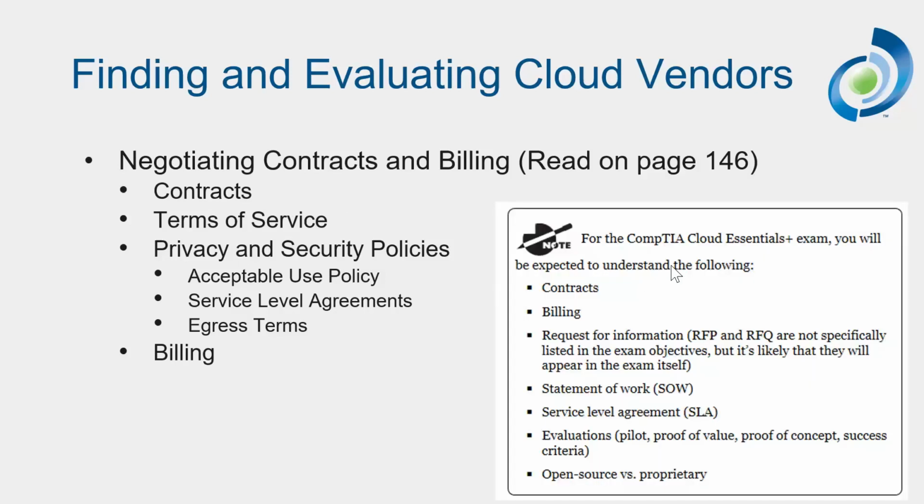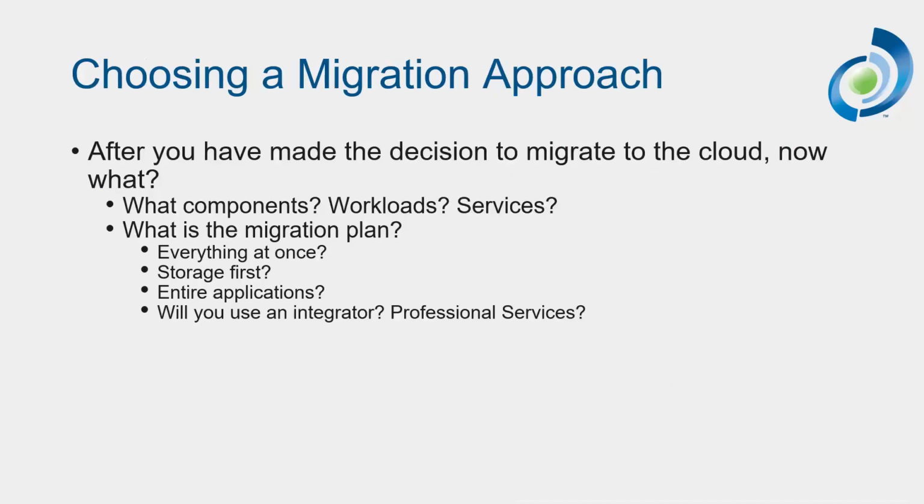So for the CompTIA Cloud Essentials exam, you'll be expected to understand the following: contracts, billing, requests for information, RFPs, RFQs. They're not necessarily 100% on the exam objectives, but it's likely they'll appear in the exam itself. Also statement of work, service level agreements, evaluations with pilots, proof of value, proof of concept, and success criteria, and then open source versus proprietary. And don't worry, we're going to go through the exam essentials at the end of the course.